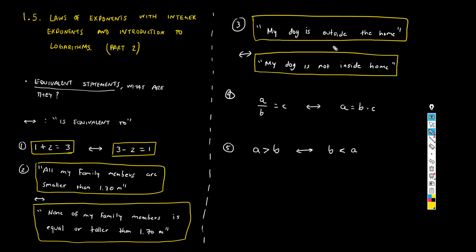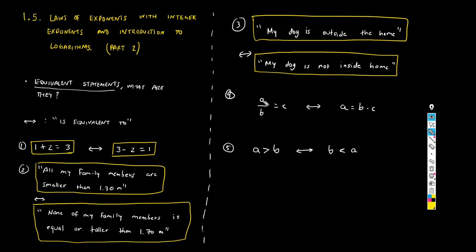See? Two different things, two different ways of saying the same information. This and this are indistinct from the point of view of logic or mathematics. They are the same.